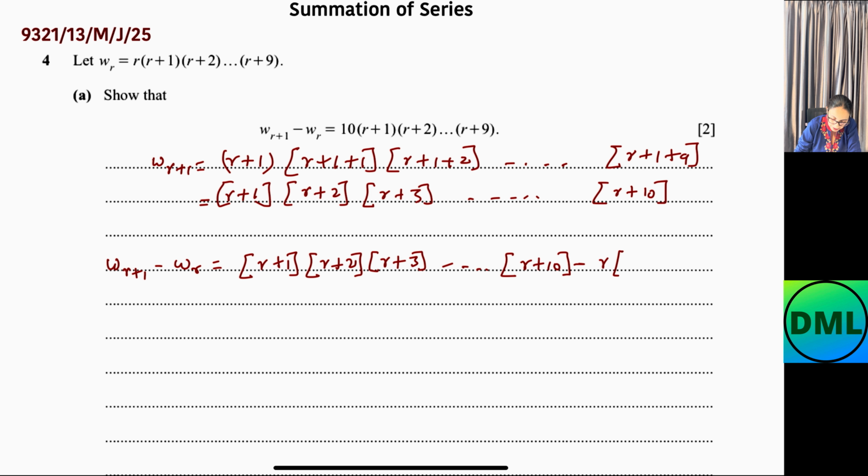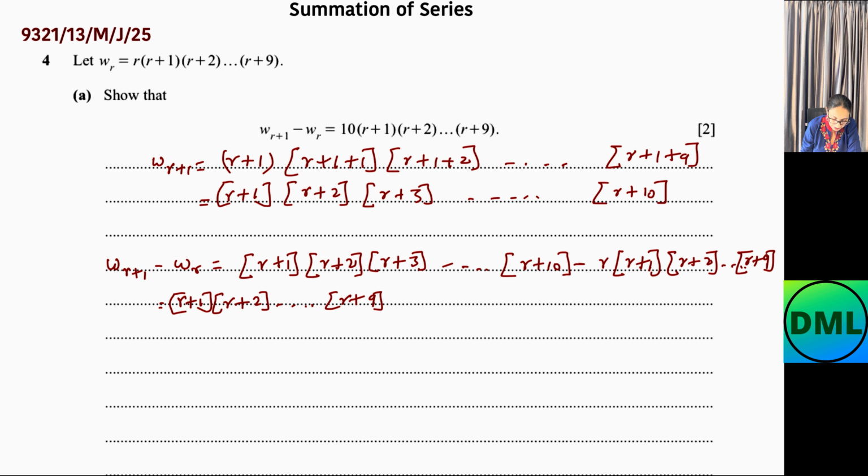W_R is written as R(R+1)(R+2) and so on till (R+9). What is common between these two factors? The common part is (R+1) till (R+9). Let's write down (R+1)(R+2) till (R+9). It is common. If I take out (R+1) till (R+9) as a common factor, you are left with only (R+10) here, minus, and here you are left with only R.